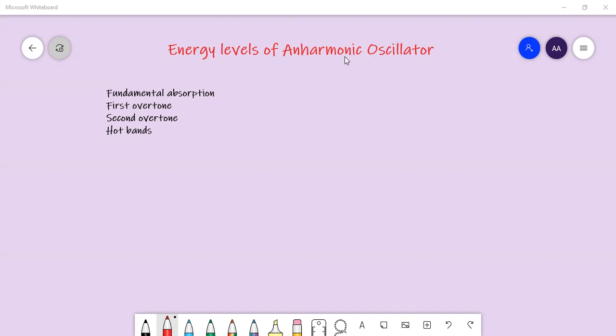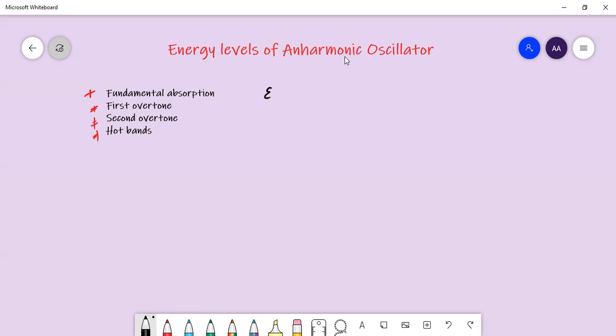In today's lecture, we will be learning some important concepts: the fundamental absorption, first overtone, second overtone, and hot bands. In these energy levels of the anharmonic oscillator, we will also see how they differ from the harmonic oscillator. So let's start with the equation for the energy of an anharmonic oscillator.